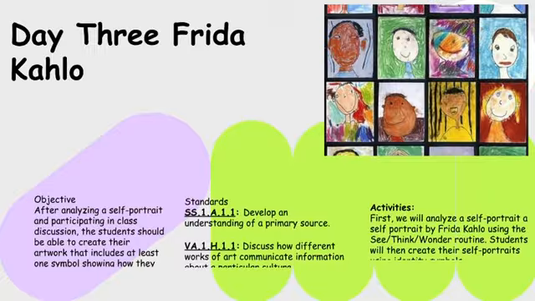Here, for Wednesday, we're using the standard about understanding information from primary sources and another about how art can share information about cultures. The objective is that after analyzing a self-portrait and discussing it together, students will create their own self-portrait that includes at least one symbol showing who they are.